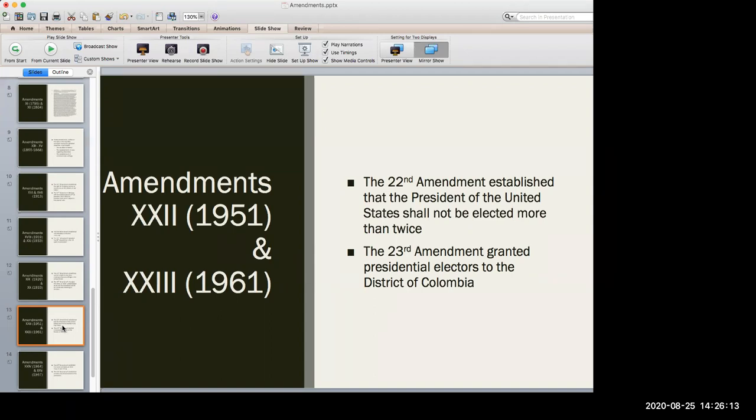Now, what's the significance of the 23rd Amendment? The way I remember this is 23 DC. Prior to the addition of the 23rd Amendment to the Constitution, residents of the District of Columbia could not vote. Right, Will, you're absolutely right. So that allows residents of DC to vote.